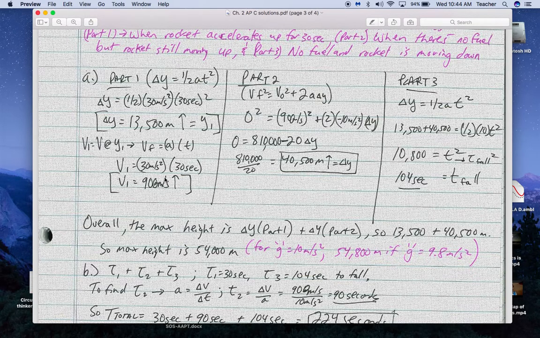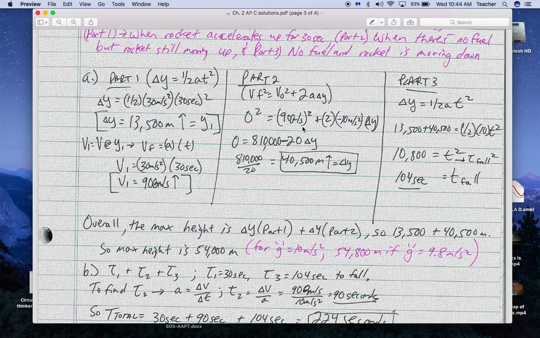I didn't need that to find the maximum height, but I will need it for some other things. Actually, I did need it for the maximum height, sorry. So over here, for Part 2, I know that at the tippy top, the velocity is going to be 0 for the rocket. This original velocity isn't the initial velocity from ground level when it launched, but it's the initial velocity that's the same as the final velocity from Part 1. In other words, it's the speed that the rocket's moving just after the fuel runs out.